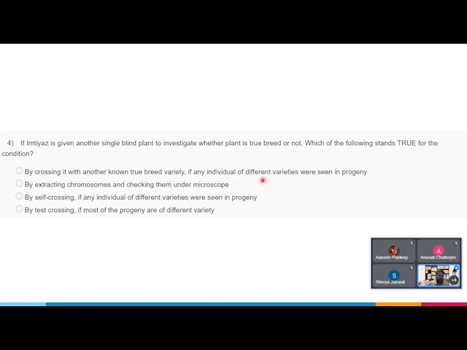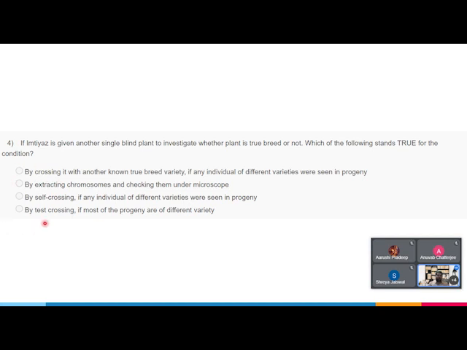By extracting chromosome and checking under the microscope; by self-crossing, if any individual of different varieties were seen in the progeny; by test crossing, if most of the progeny are of different types. So this is only one option correct type of answer.